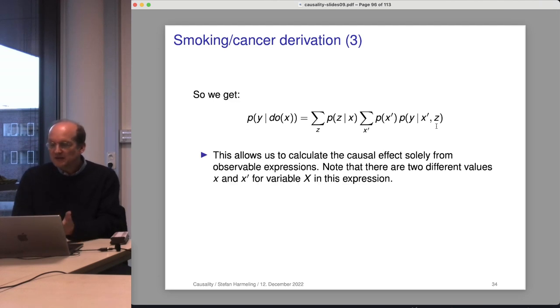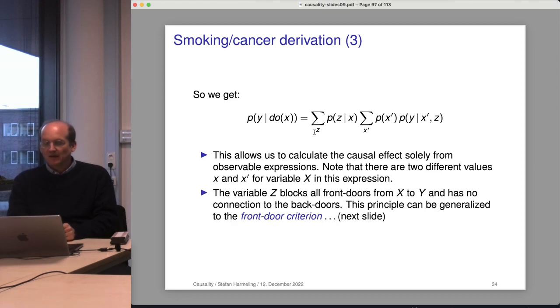Okay, so the derivation is very technical, and also the result is very non-intuitive that you suddenly can calculate something like that. But the trick is we are kind of going through the front door, so by observing a lot of information where we know for sure this is along the front door, we can exclude the top part. So by the front door calculation, we are ensuring that we're only looking for correlation that passes along the arrows. So this variable z now blocks the so-called front doors from x to y, and it has no connection to the back doors. So that's the basic story.